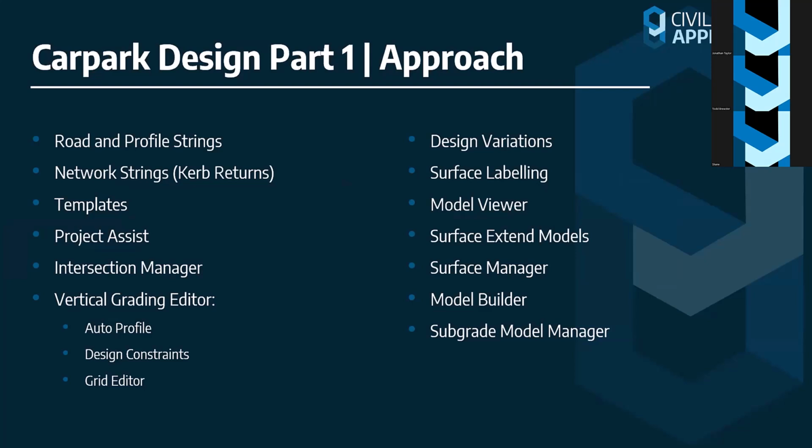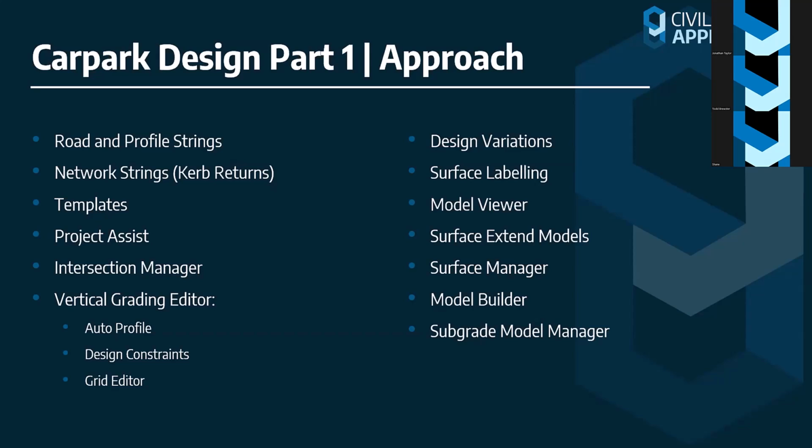We're going to use Project Assist to leapfrog ourselves to get the model set up. We're going to touch on the intersection manager functionality that's been added to the software in the last couple of versions. We're certainly going to be in and out of the vertical grading editor. We'll be utilizing functionality like the auto profile, the design constraints. We'll play in the grid editor. We'll muck around with a couple of variations. We'll even touch on a little bit of the CSD surface labeling.